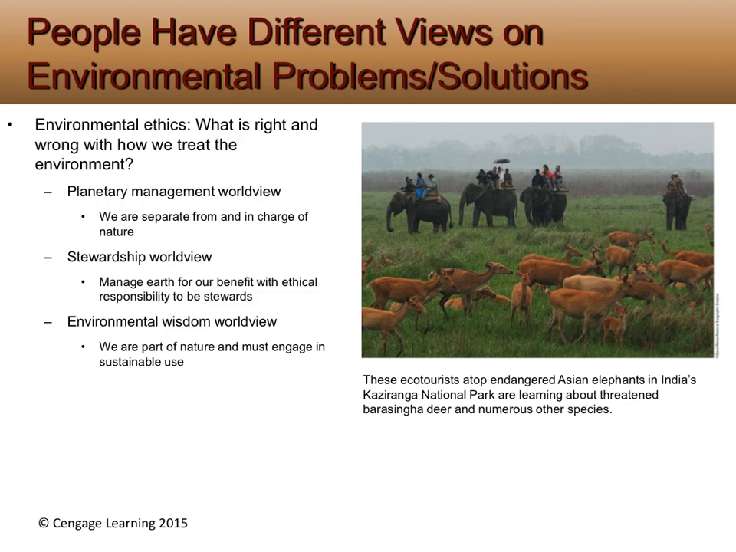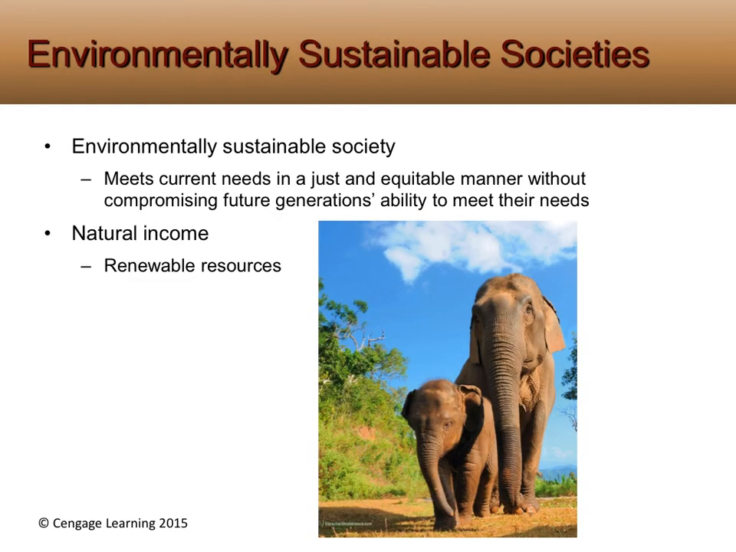Little picture here, a good thing that's going on is ecotourism. This is aboard endangered Asian elephants in India in a national park, and they're actually learning about threatened species. There are lots of nations, including places like Costa Rica and Kenya, that have gone to ecotourism, which they're learning brings in a lot of money to those nations.